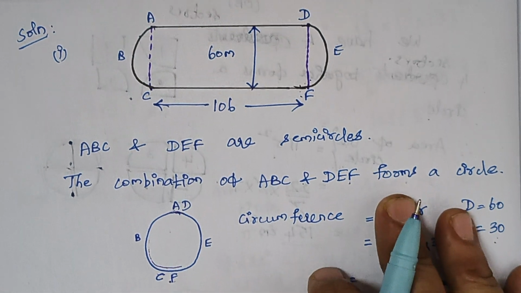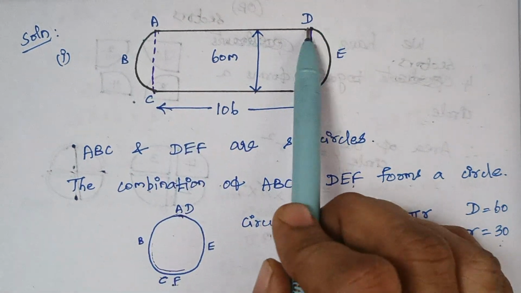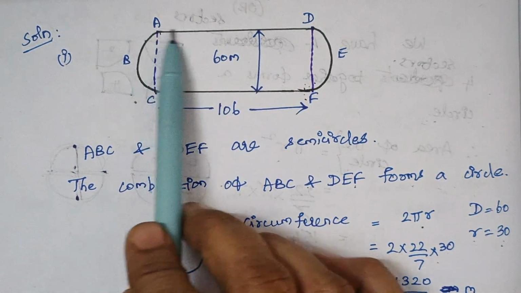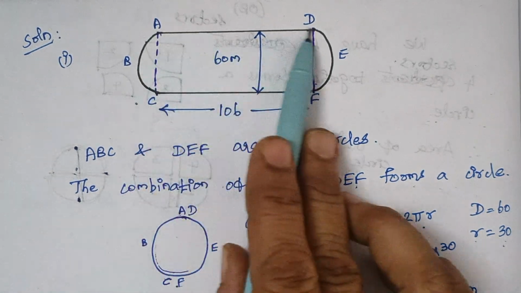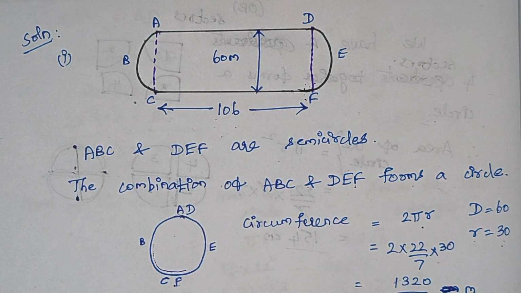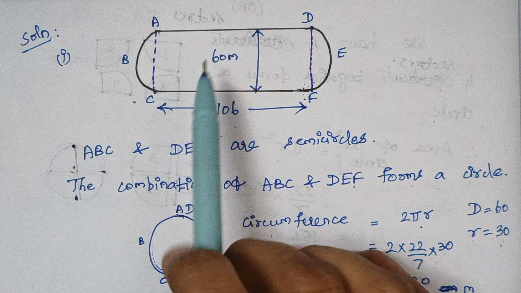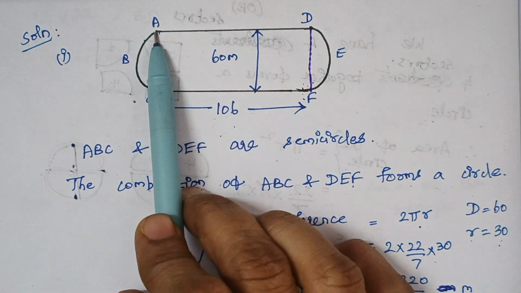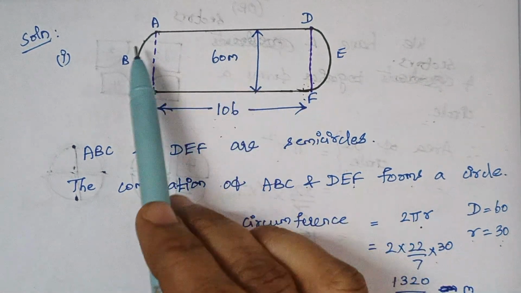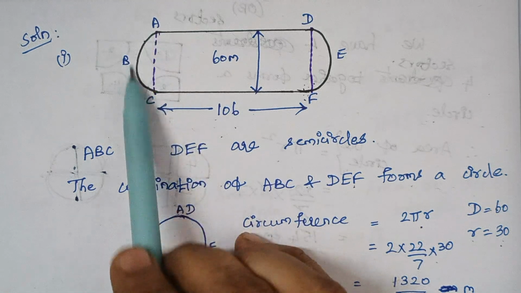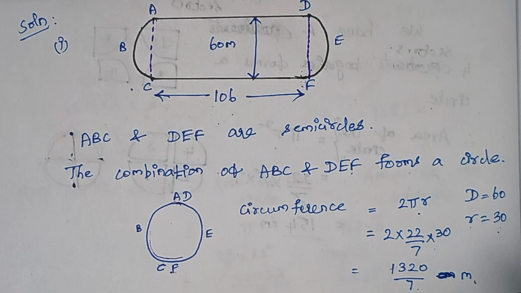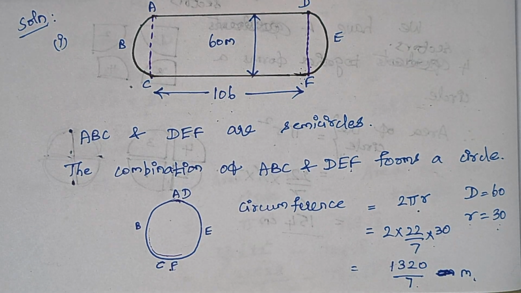So now we have calculated the length of this side and this side, and we do not need to find the length of this side and this side because it is given as 106 in the problem, right? So what is the length of this inner path? It is 106, plus again 106, plus you have to add this value and this value. So this value and this value together form the circumference of the circle. So it is 1320 by 7, right?